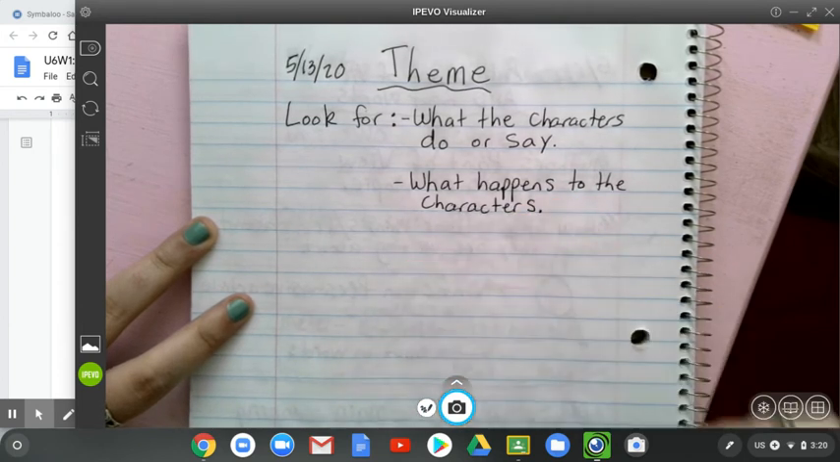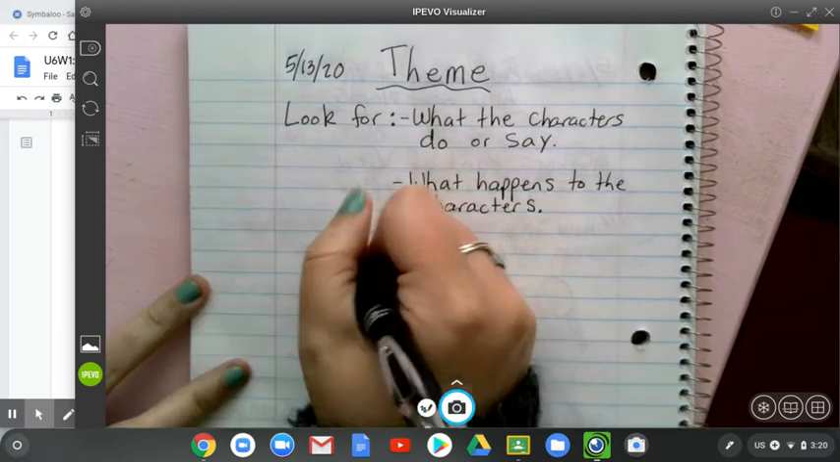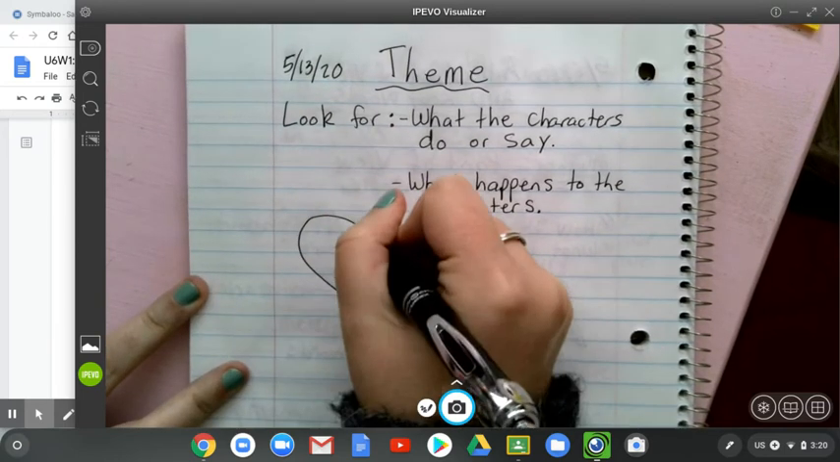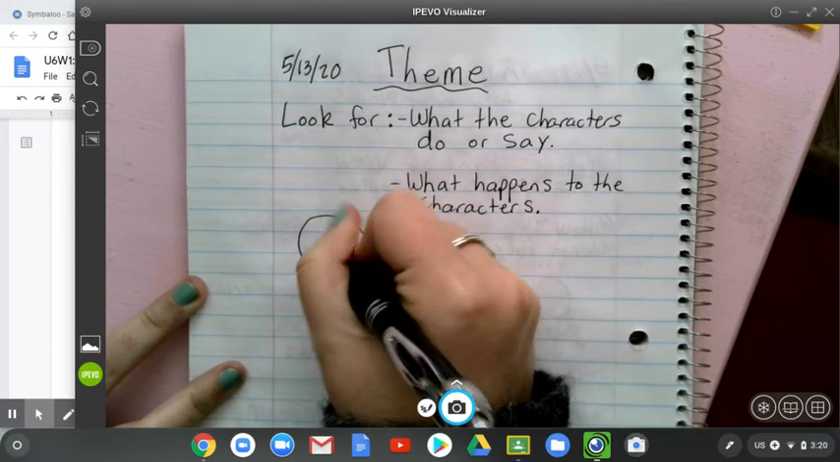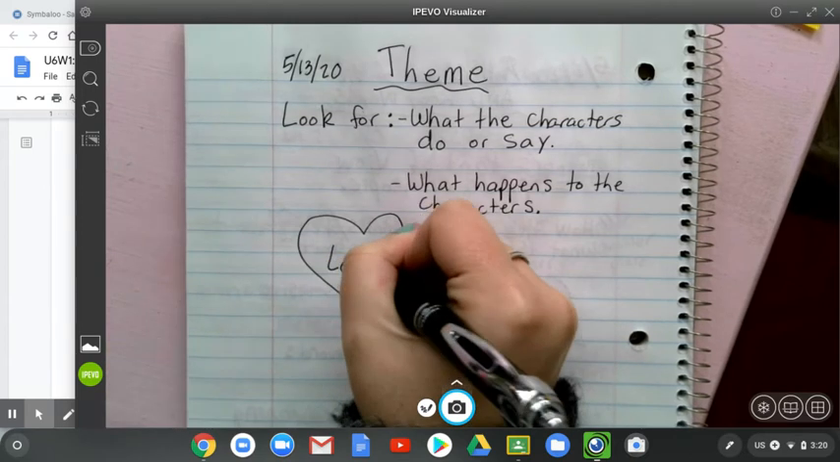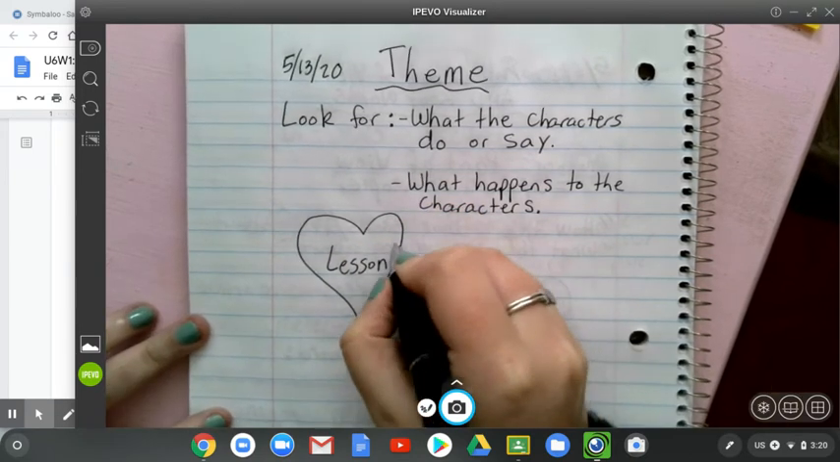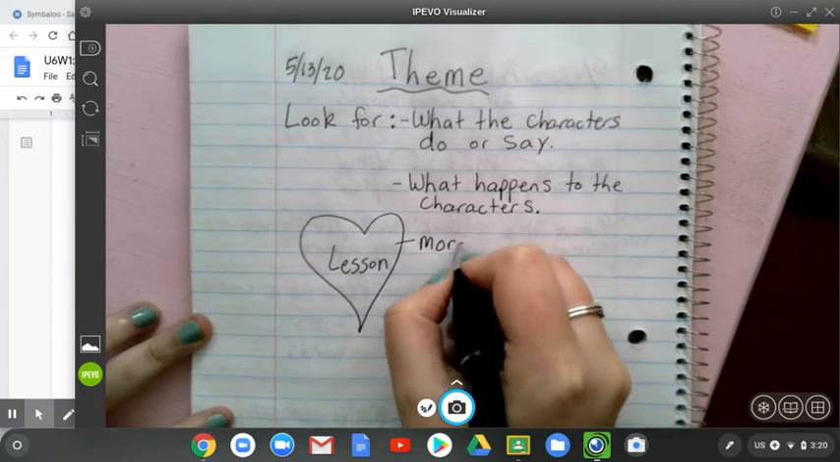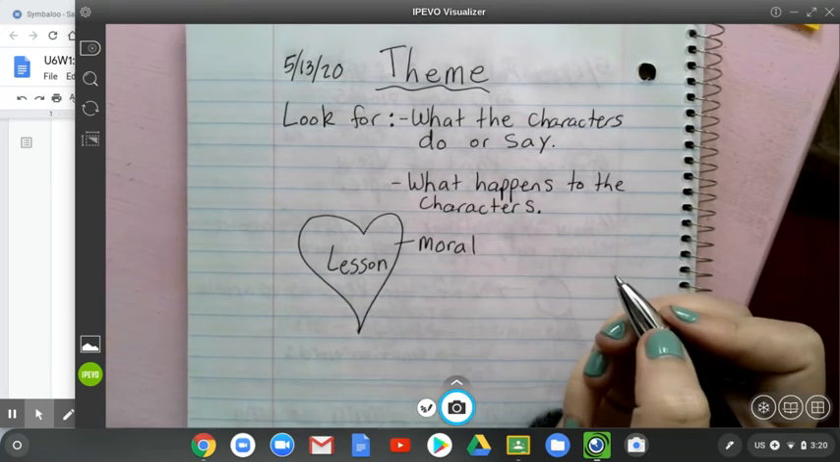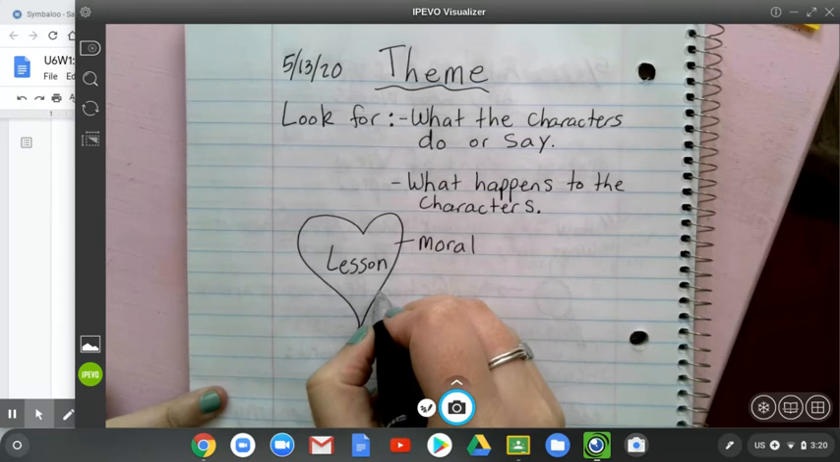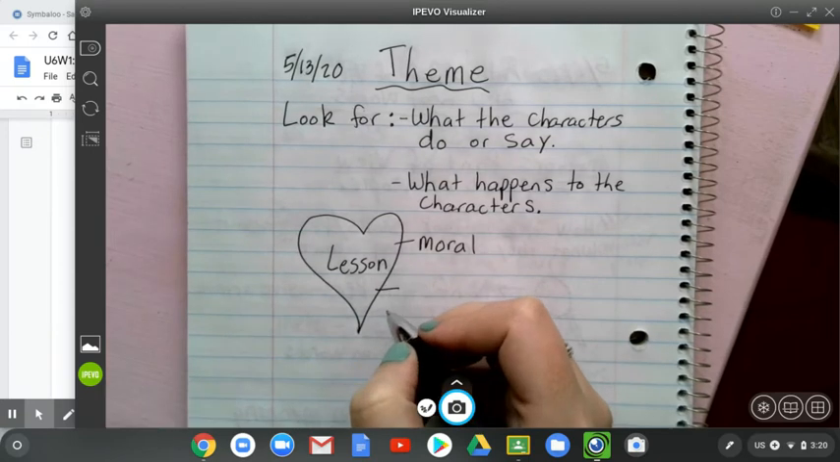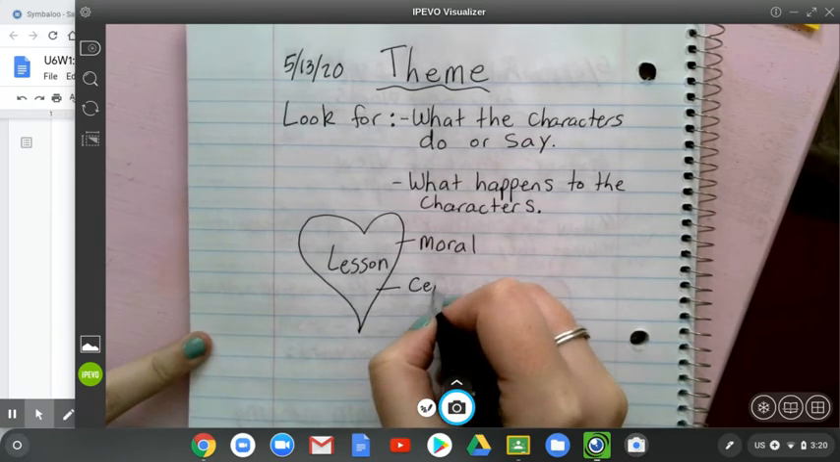Events in our life help shape who we are, and as you might remember, the theme is the heart of the story. It is the lesson that the author wants you to learn. Sometimes they call it the moral of the story. A lot of times in folk tales, they would call it a moral. We can also think of this as the central message.